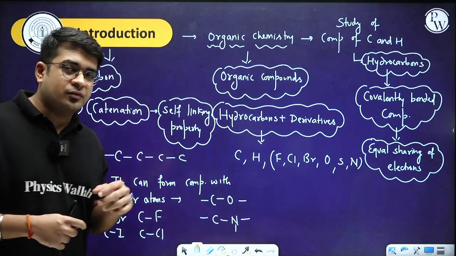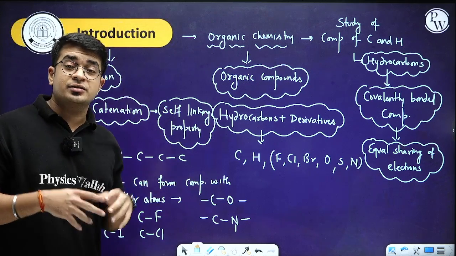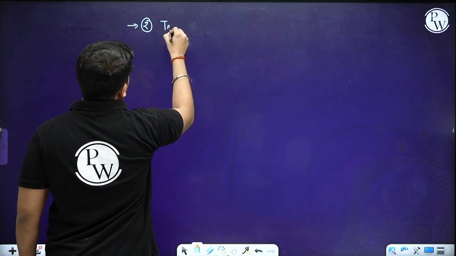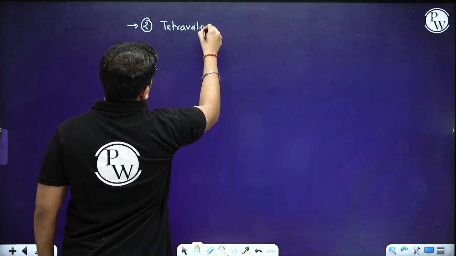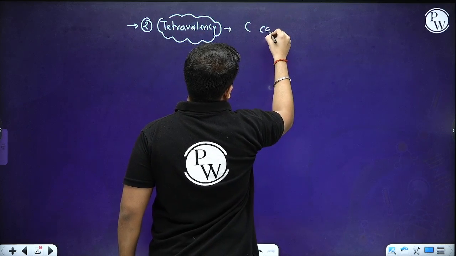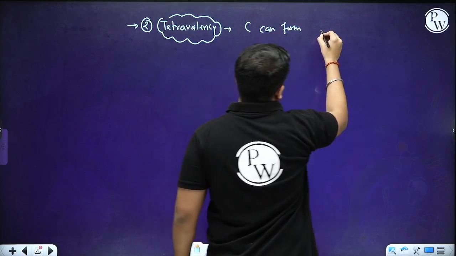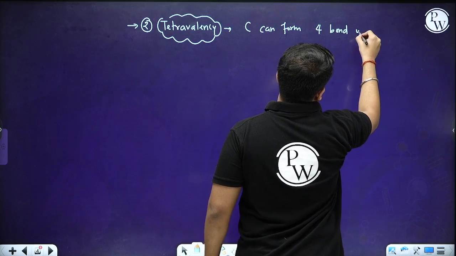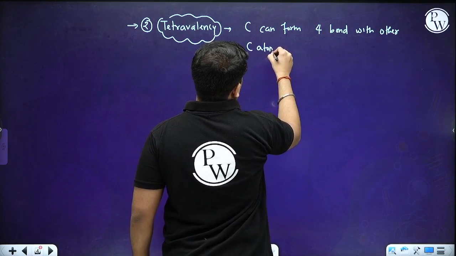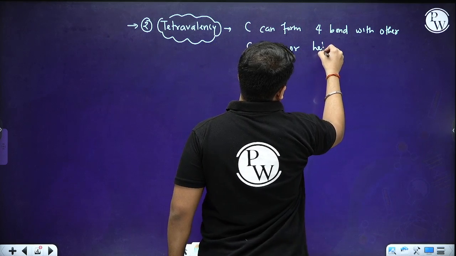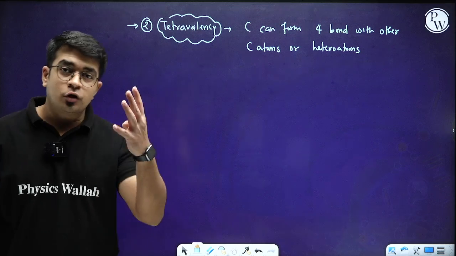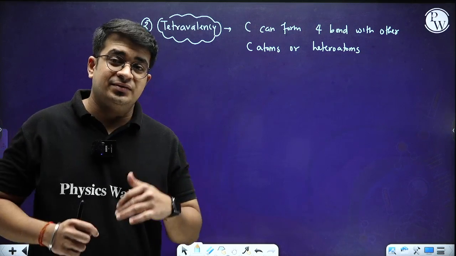What about the second portion, why is this entire part of organic chemistry so special? The second part is tetravalency. It means carbon can form 4 bonds with other carbon atoms or other heteroatoms. It can easily form 4 bonds with simple carbon atoms as well as different heteroatoms.